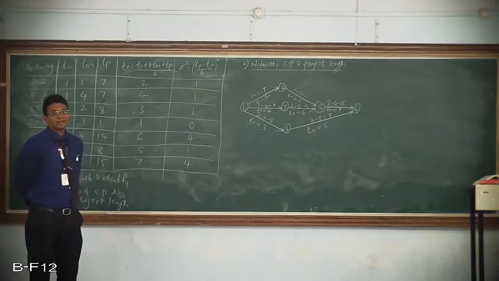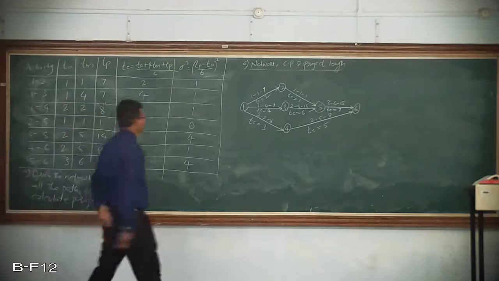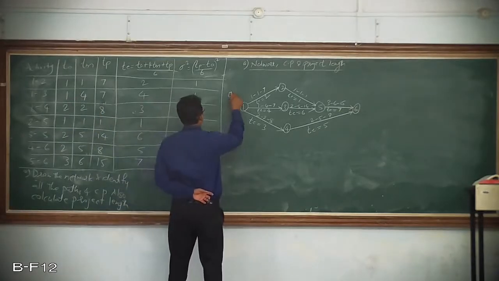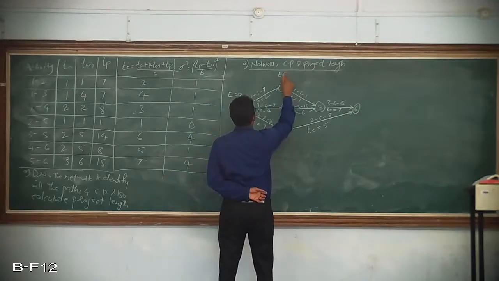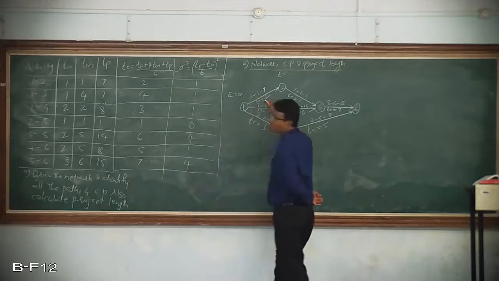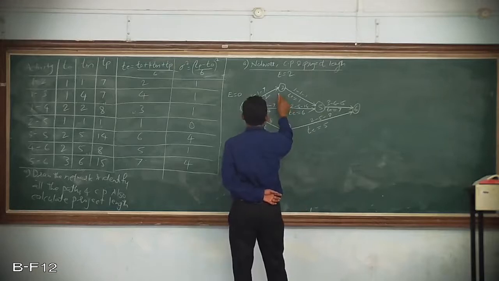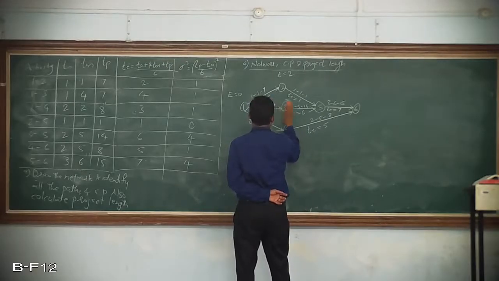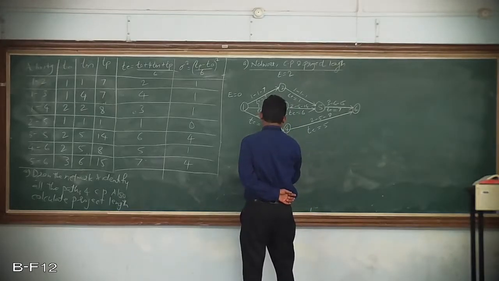Now I will calculate E's and L, and then I will identify the critical path. So first I will start with event 1. So E will be 0, then 1 to 2, E will be 0 plus 2. So you need to add t into that. It is 2, then 1 to 3. E is equals to how much? 0 plus 4. Then 1 to 4, E is equals to 0 plus 3, 3.